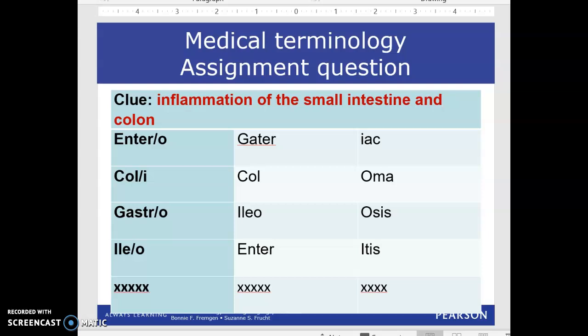Hello students, this is your instructor, and some of you were having difficulty understanding the assignment question in your medical terminology assignments. So I'm reviewing a few pointers with you, so please review this before doing your assignment so you can have a better understanding of how to attempt these tables for your medical terminology.